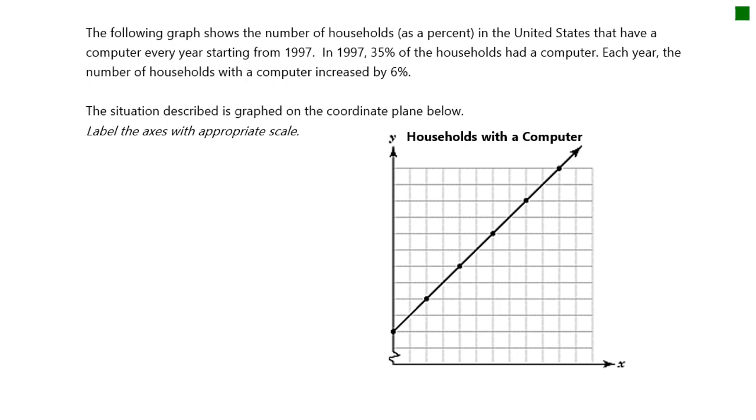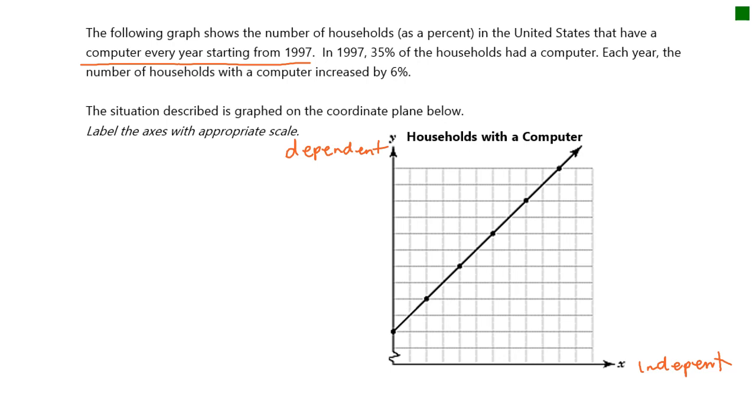It says the following graph shows the number of households as a percent in the United States that have a computer every year starting from 1997. All right, with just the very first sentence, I already know that we're talking about computers from every year starting at the year of 1997. And I keep saying that x is going to be your independent, right? Your independent means that it doesn't need anything to change. y is the dependent, right? y needs x.